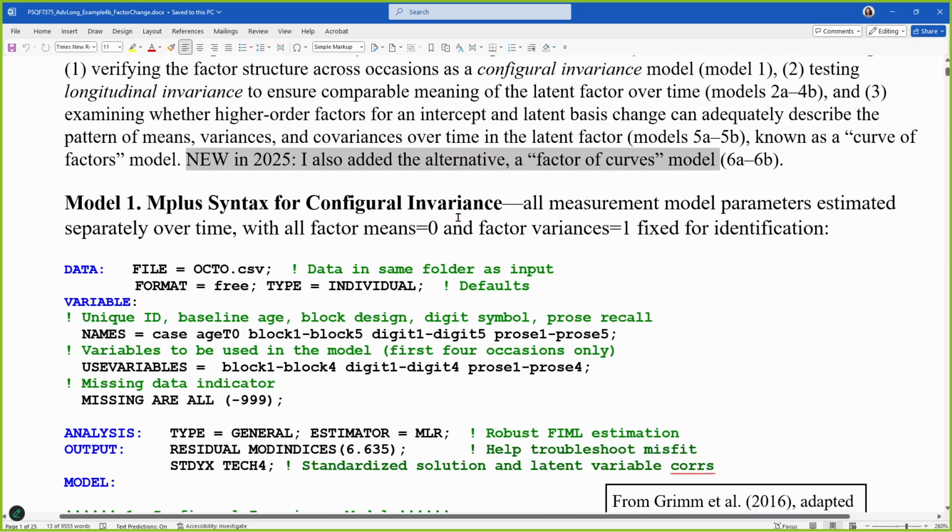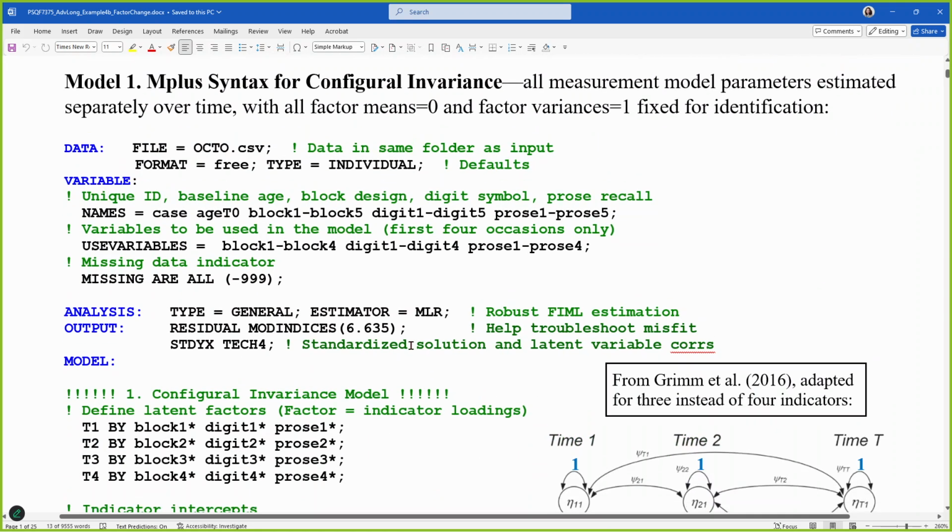All right, step 1, configural invariance. We are in wide data, okay? So this is single level SEM. I have an ID variable for case here. I have age at time 0 still in the data set, and then I have block 1 to 5, digit 1 to 5, and prose 1 to 5.